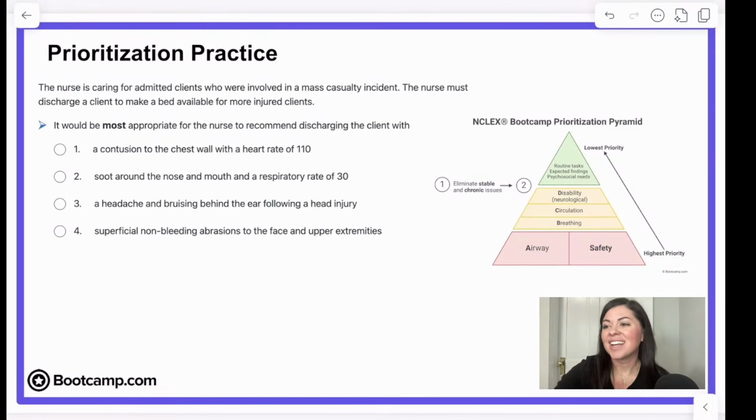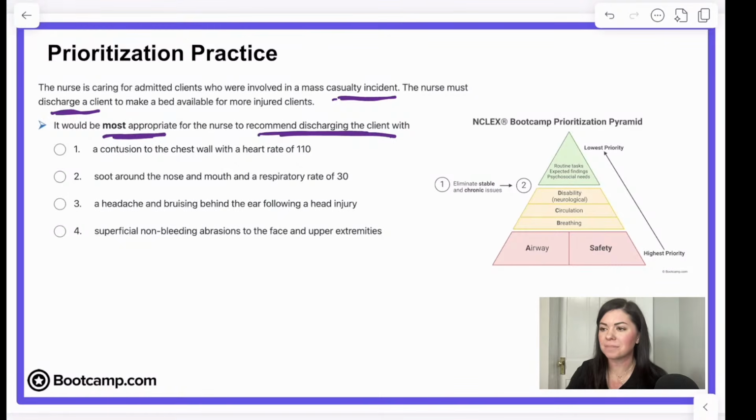on the exam. It says the nurse is caring for admitted clients involved in a mass casualty incident. The nurse must discharge a client to make a bed available for more injured clients. It would be most appropriate for the nurse to recommend discharging which client? If we are planning on sending somebody home, we need to find the client that is least sick, or basically the lowest priority. So we're kind of working backwards.